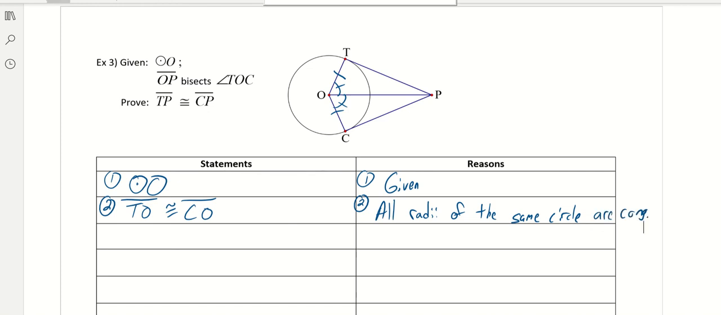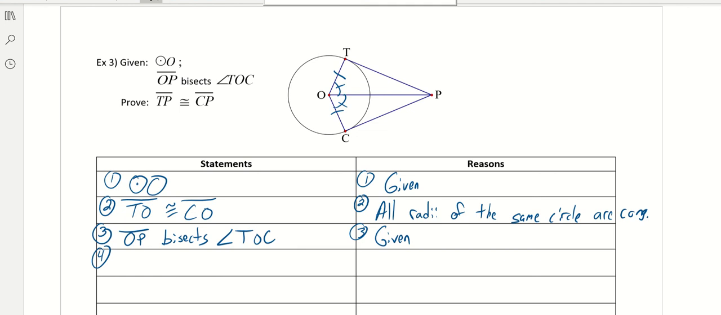Okay. What else were we able to conclude? Well, let's look at our given information. Let's go back to that. OP bisects angle TOC. How do we know that? That too was given.